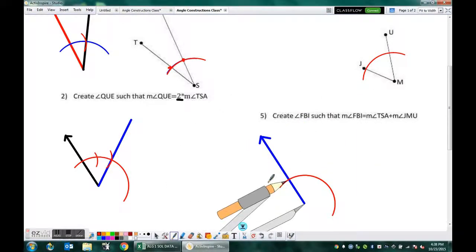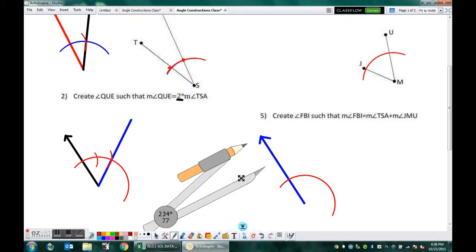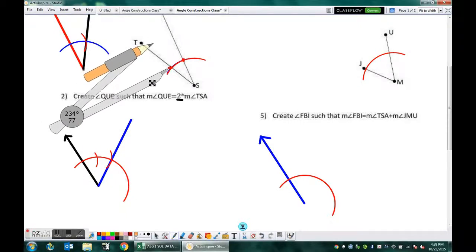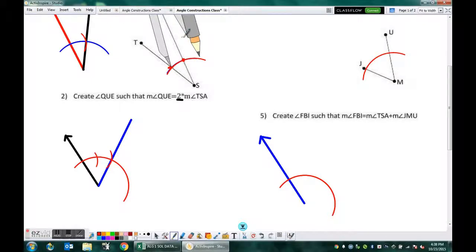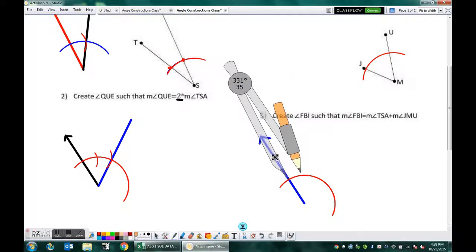And again, I'm making this arc big enough so that I know that I can fit this angle TSA and also the angle JMU, both on that arc. Okay. So then the next step, I'm going to copy the TSA. So I'm going to measure in between those two intersection points again. Okay. Then I'm going to move over, sharp point on the intersection that I have.